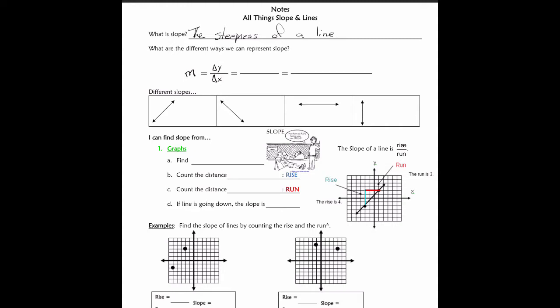Now, the most popular way we talk about slope, and you guys might remember this, is rise over run. All right, and the last thing we use slope for is the slope formula, which is y2 minus y1 over x2 minus x1.